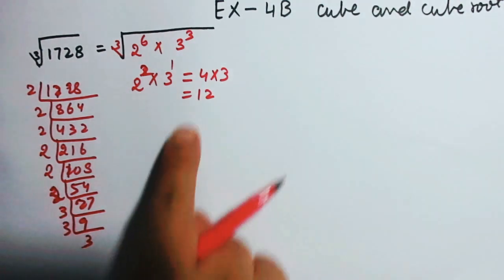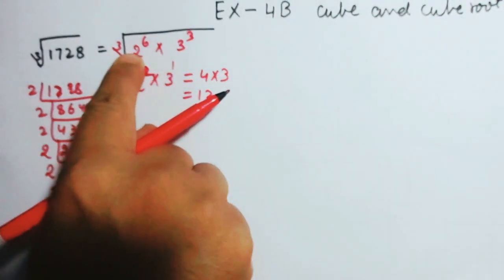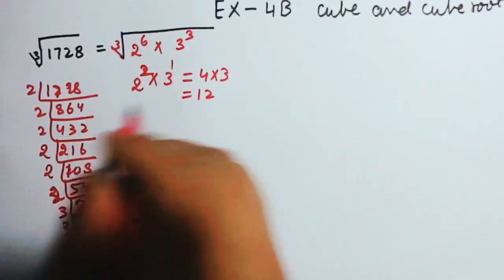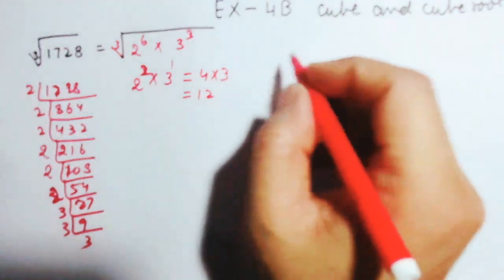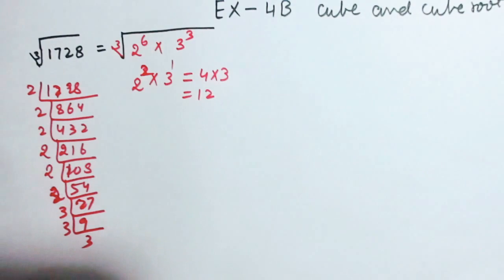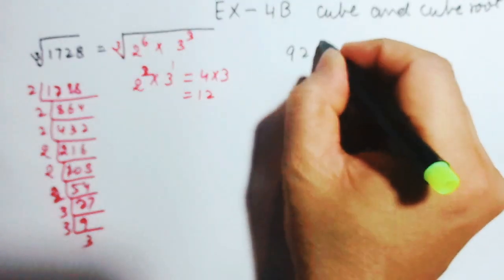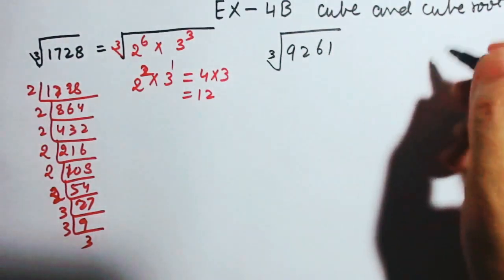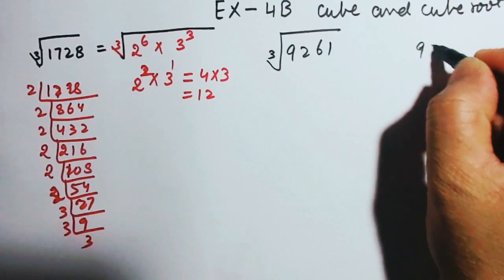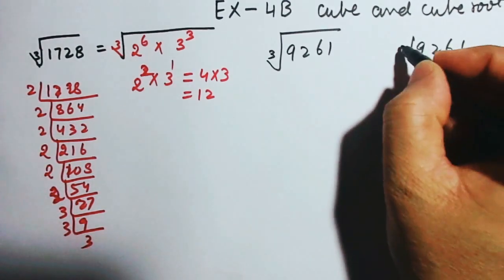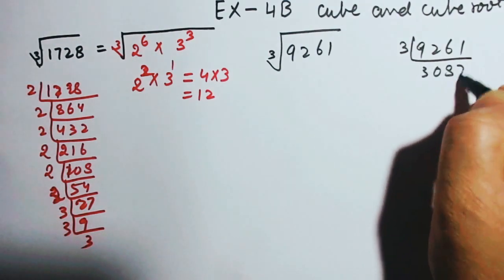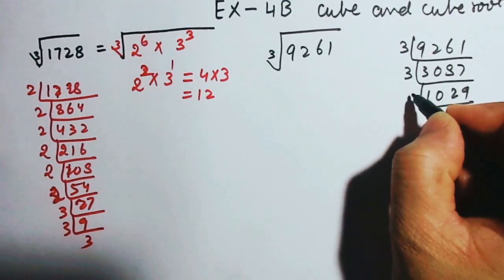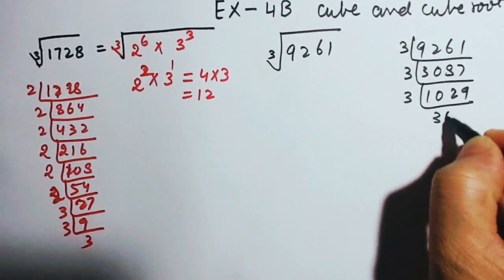So the best way is to divide the power by 3 so that you need not extend the sum uselessly. For example, let us take one more example: find the cube root of 9261. In the same way, you will have to find its factors. 9261, when you divide by 3, you will get 3087. Divide again by 3, 1029. Divide by 3, you will get 343.